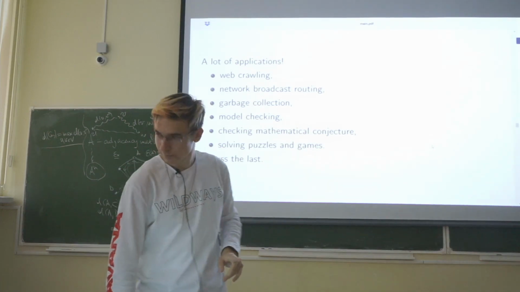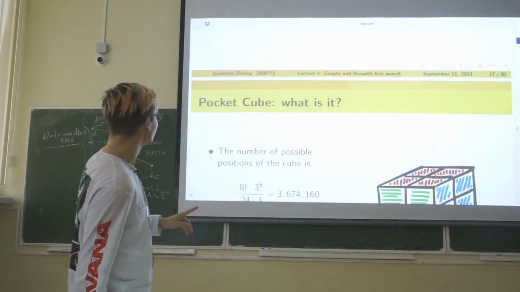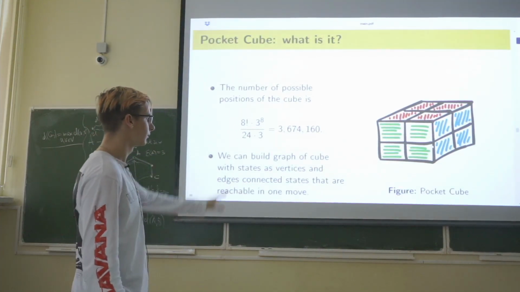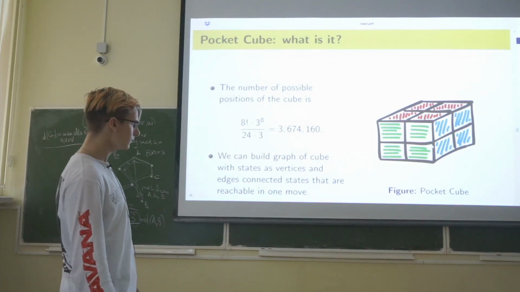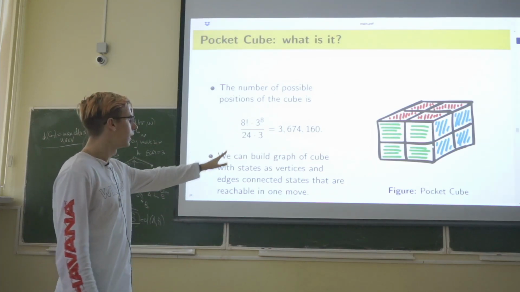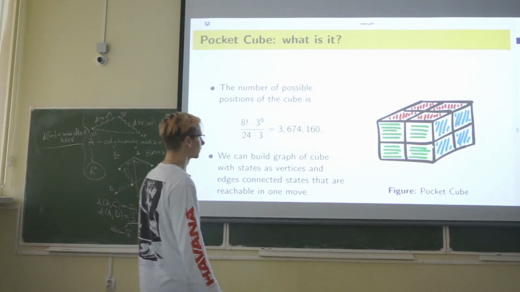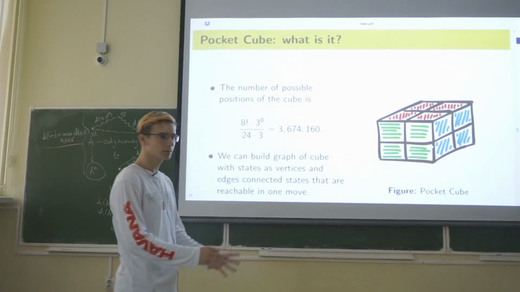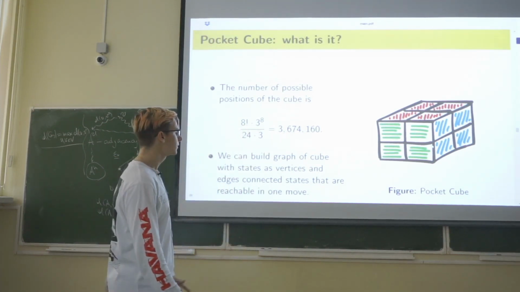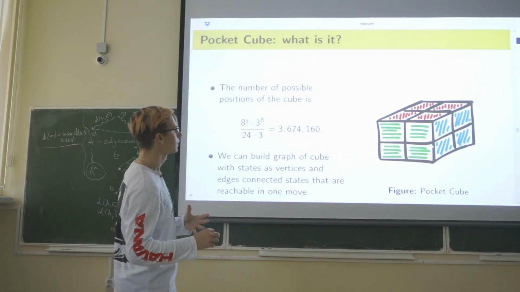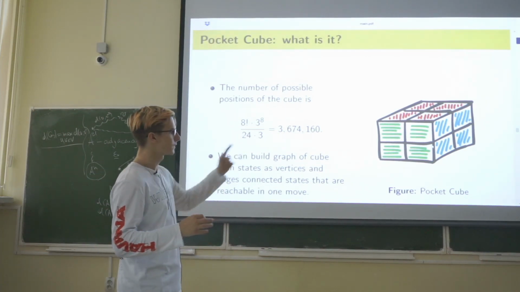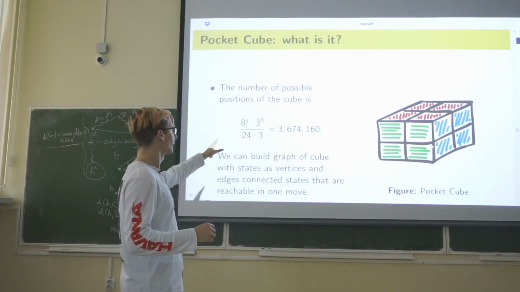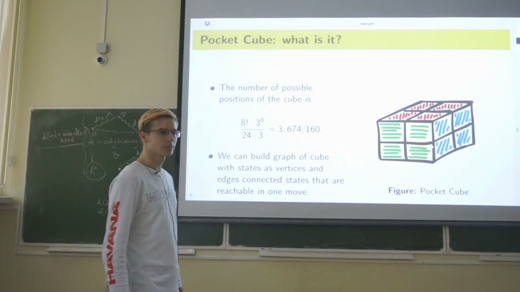We will talk about a cube. For example, the pocket cube. It's a cube 2 times 2 times 2. And we see that it has 8 smaller cubes. And if we want to count the states of this cube, we will get nearly 3.5 million states.